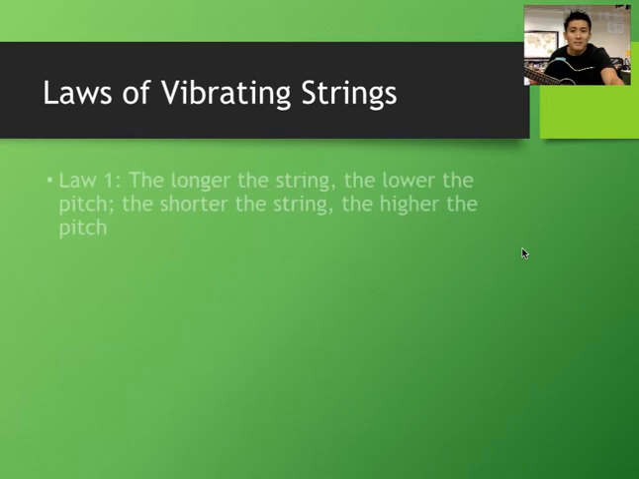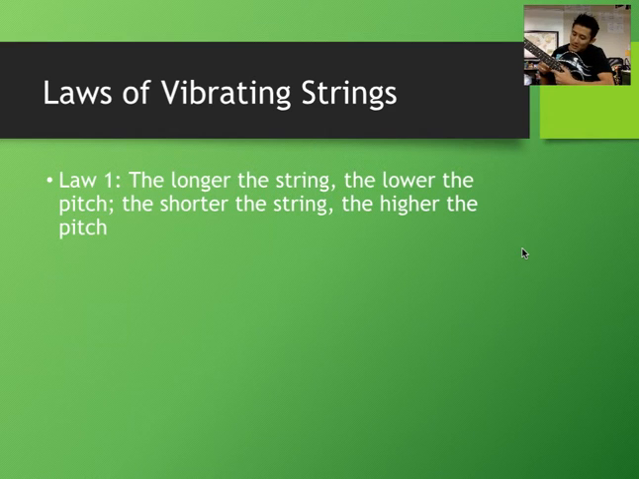And then a couple of laws of the vibrating string. Law number one: the longer the string, the lower the pitch. Notice my G string right here, that's the top string. I have these tuning knobs at the top of my guitar, and if I make the string shorter, I can actually make the pitch higher, because I am tightening the string, I am shortening the string. That's how we tune guitars as well. So that's law number one. The longer the string, the lower the pitch. The shorter the string, the higher the pitch.